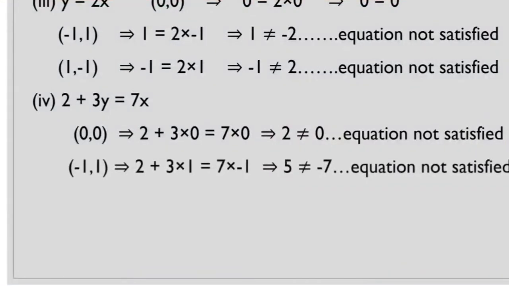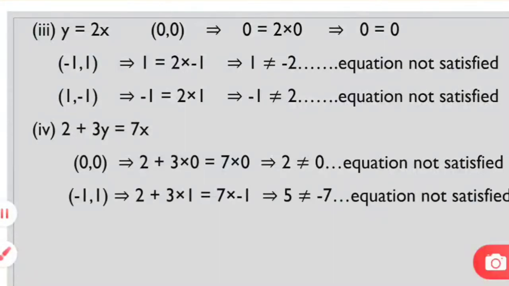Next, minus 1 and 1. So 2 plus 3 into 1 is equal to 7 into minus 1. Implies that 2 plus 3 we will get 5, and 7 into minus 1 we will get minus 7. So 5 is not equal to minus 7. Again, this pair of solution does not satisfy the given equation.